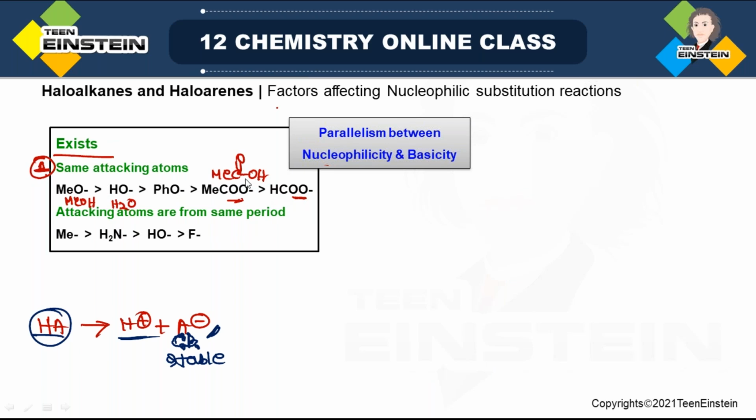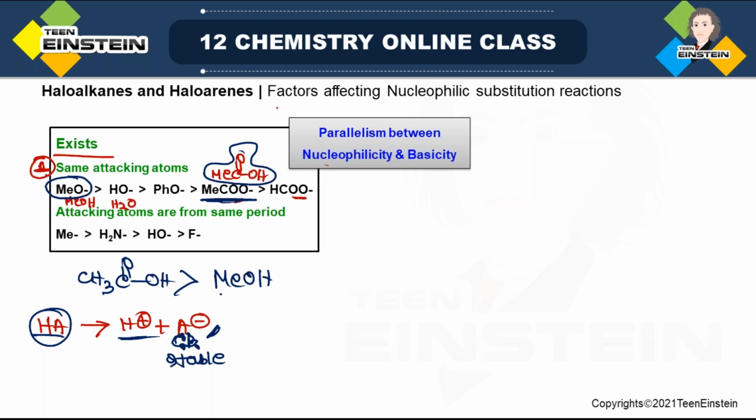Now we know that when it is acetic acid and methanol, obviously acetic acid is more acidic, right? Now as it is more acidic, the corresponding conjugate base, which is acetate ion, is very stable, but methanol is not so acidic. So the corresponding conjugate base will not be very stable. So here the acidity of CH3COOH is greater than MeOH.